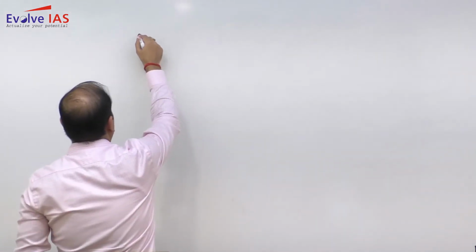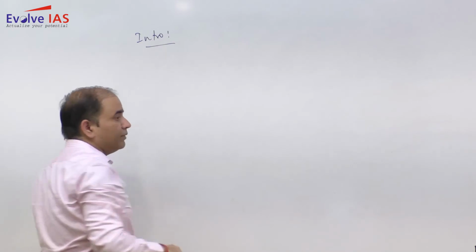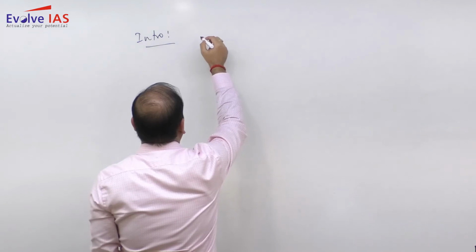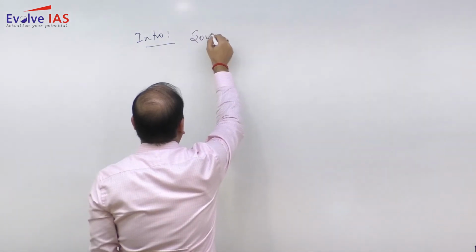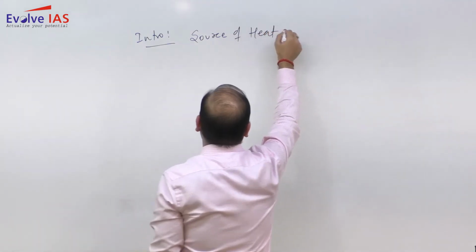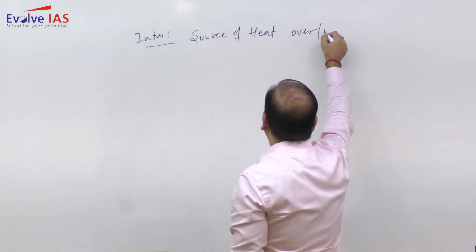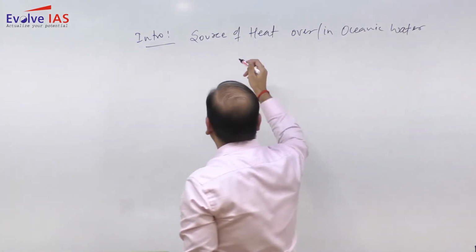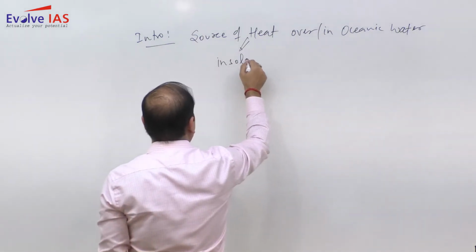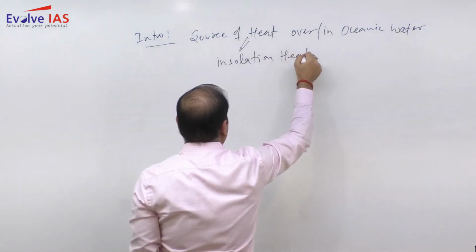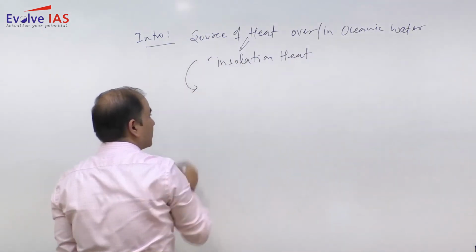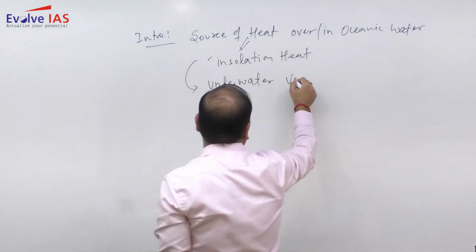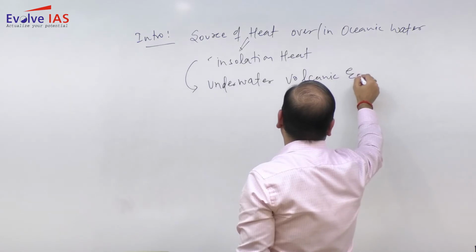So if you look at it, in the introduction you can simply talk about the sea surface temperature, or you can talk about the source of heat in oceanic water. As far as the oceanic water is concerned, mainly insolational heat is there. The significant heat is coming from insolation, but also some small proportion of the heat is coming from underwater volcanic eruption.